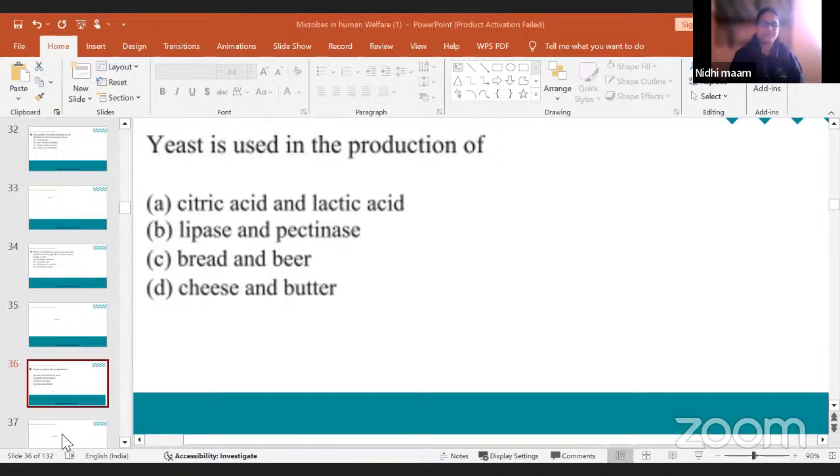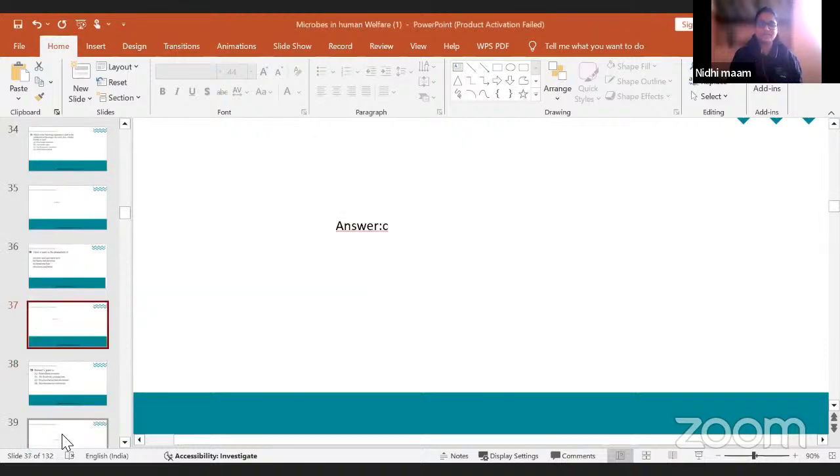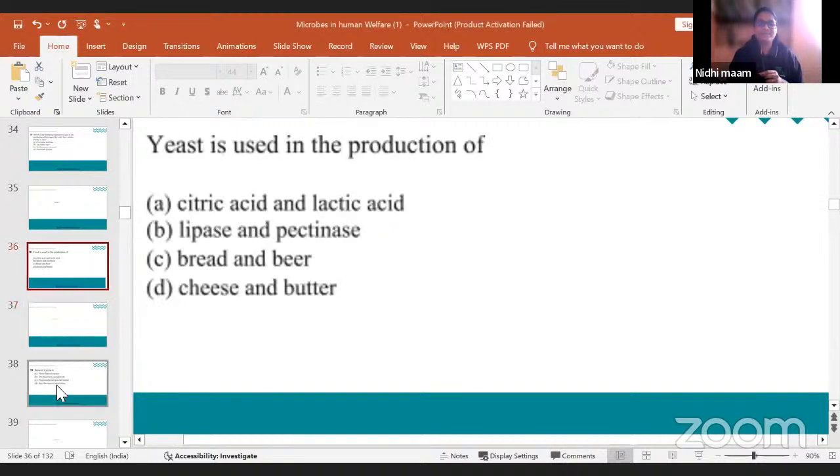Okay, thank you, Jayashri. Swati, I think you have a network problem. Please go to an area where you have good network coverage. Fine. Option C is the right answer. That is bread and beer.